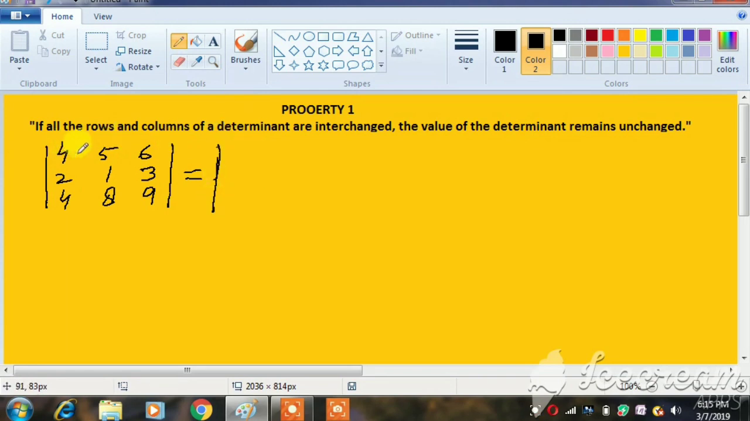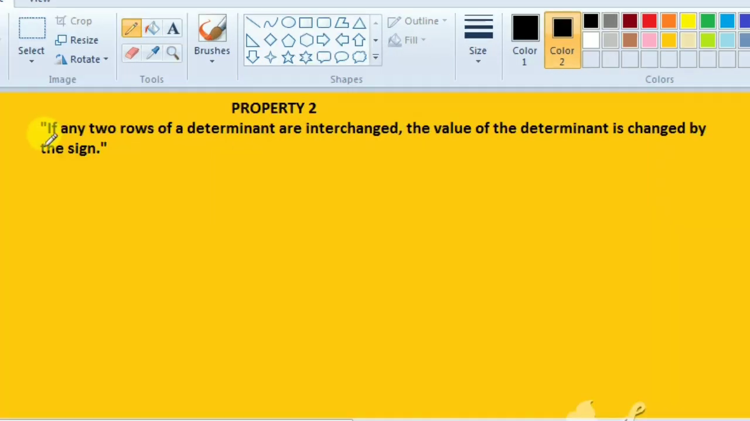So the first row becomes the first column, so the first column will be 4, 5, 6. The second row becomes the second column, so the second column will be 2, 1, 3. And the third column will be the third row, 4, 8, 9. So these two determinants are equal.